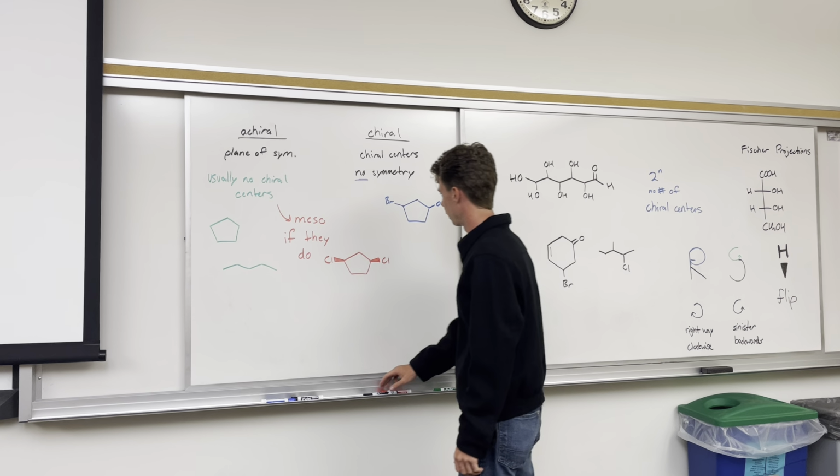Stick with achiral. Plane of symmetry, and there's no chiral centers, for example. No chiral centers, right? Each carbon has 2 hydrogens connected to it, in this case, in our cyclopentane. Because each one has 2 hydrogens on it, the same group, there's no chiral centers. Okay? No chiral centers, achiral. No chiral centers, achiral. Same here. Every carbon has 2 hydrogens on it, achiral.